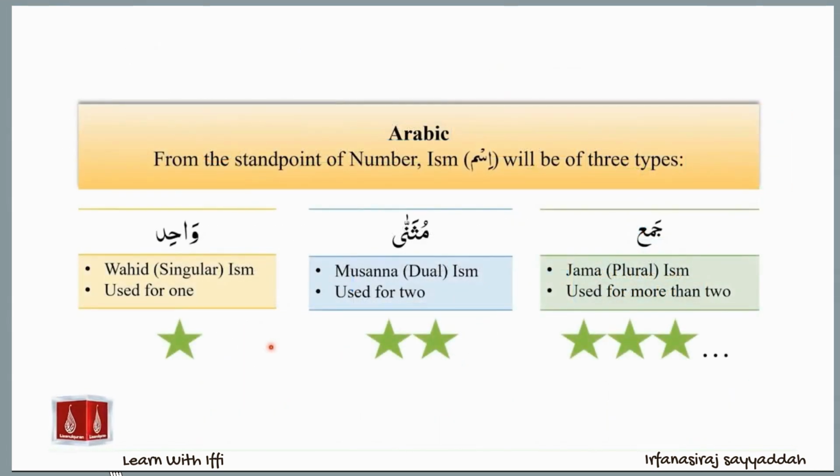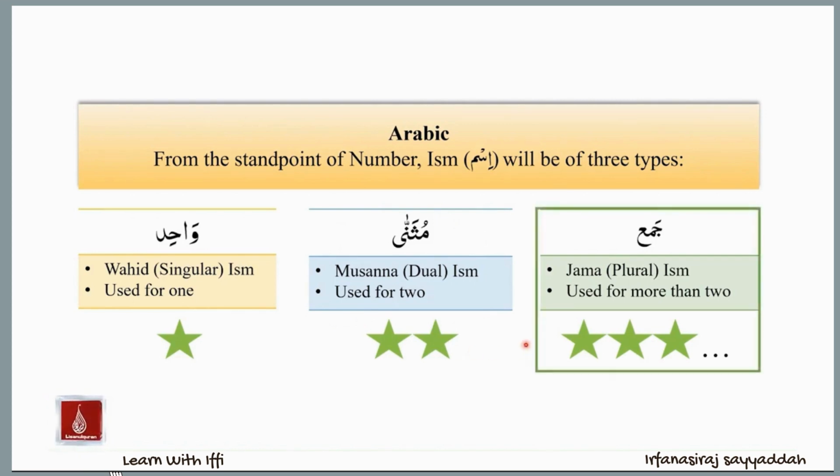It is very important to re-emphasize that in Arabic, an ism can either be wahid or singular, musanna or dual, which is used for two, and jama or plural, which is used for more than two. This is different from Urdu and English, where we only have wahid and jama. In Arabic, we have the third category of musanna, which is used specifically for two or for dual. We will start the study of jama, inshallah.